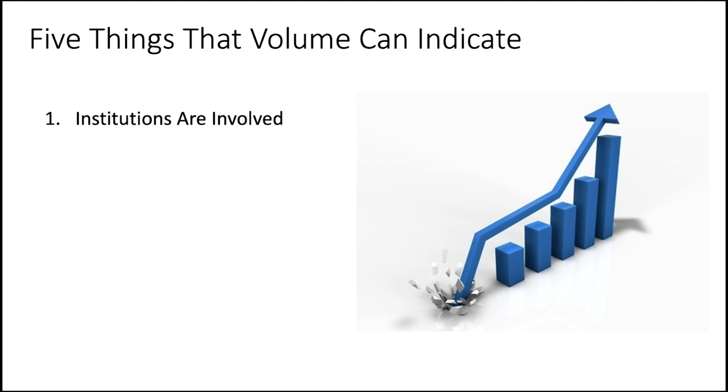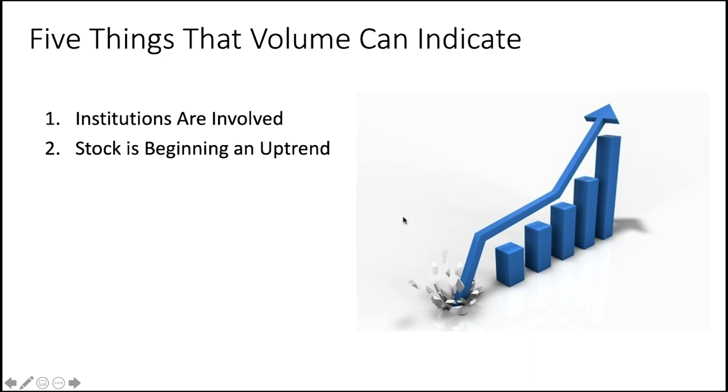So here are 5 things that volume on a stock's chart can indicate. One is institutions are involved. That is a very critical component because these institutions run billions, and they are in essence the footprint that you're seeing on your charts. Also, high volume, and I'm talking about volume above the average volume over the last 50 days, can tell you that the stock is beginning an uptrend.